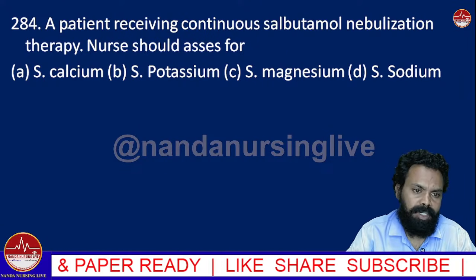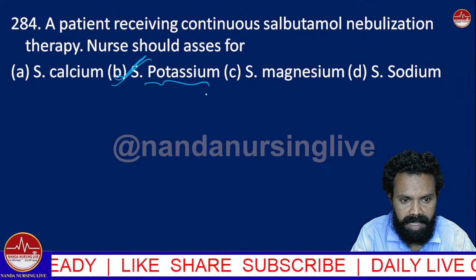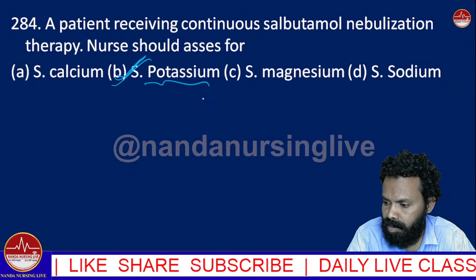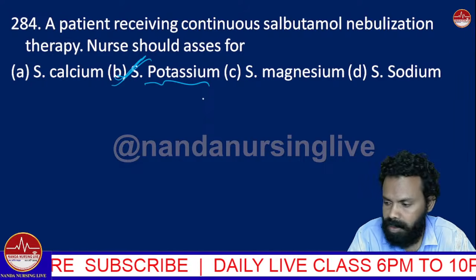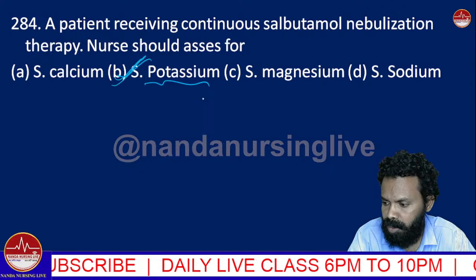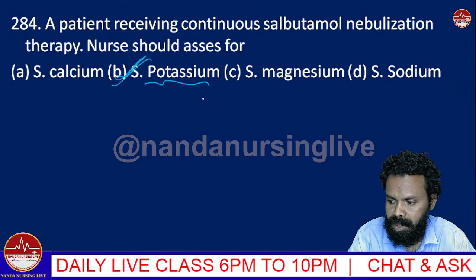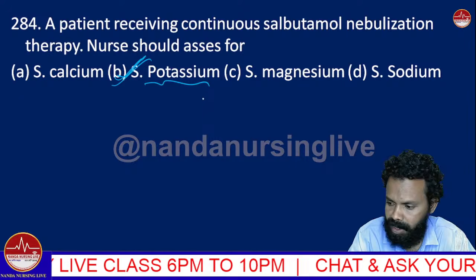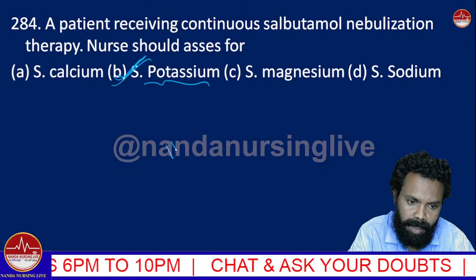So the correct answer is option B, beta. Serum potassium is the correct answer, right? For a patient receiving continuous salbutamol, the nurse monitors serum potassium because continuous salbutamol nebulizer can lead to hypokalemia. This is a side effect, right?